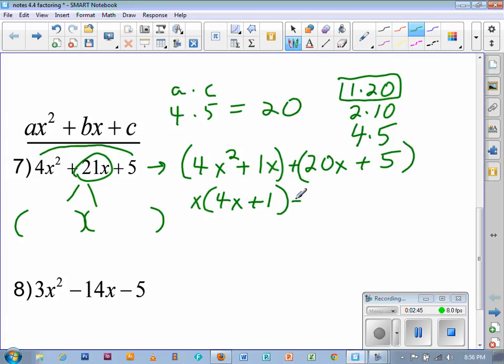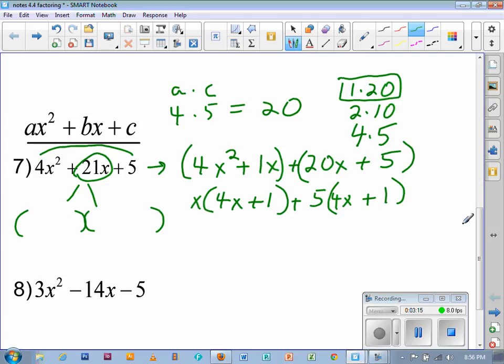The common factor for the last two terms would be 5. 5 goes into 20, and 5 goes into 5. That's the highest number. There is no variable in common; you don't have to have a variable in your GCF. So it'd be 5, and we need a 4x there, plus 1. We need a 1 there, so when we multiply it by 5, we get the 20x plus 5. So 5 times 4x is 20x, and 5 times 1 is 5.